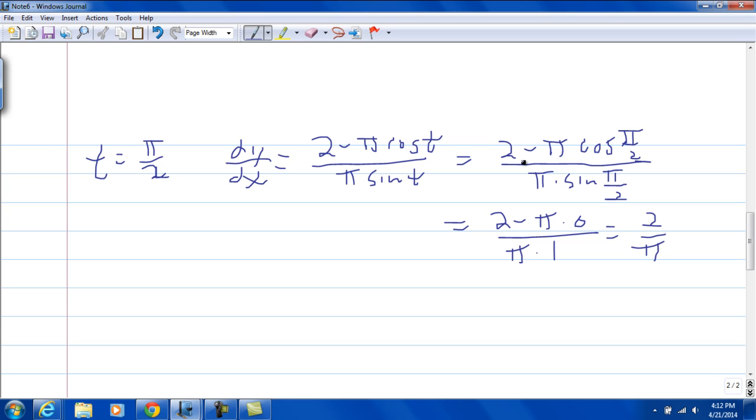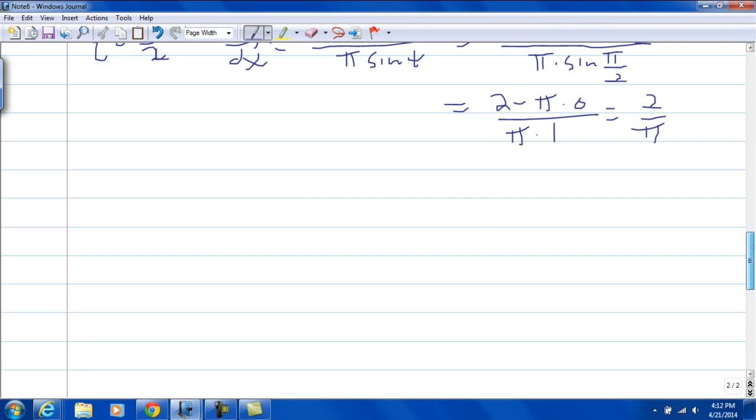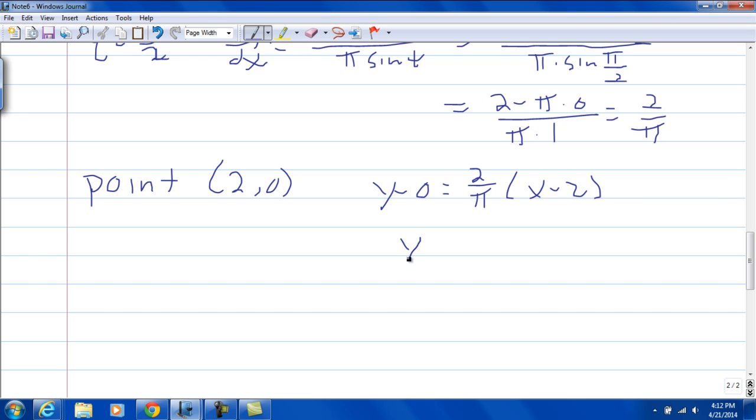Okay. And the point we had there, so that's our slope, and the point we had was (2, 0). So it's going to be y minus 0 equals 2 over pi times x minus 2. So y equals 2 over pi x minus 4 over pi.